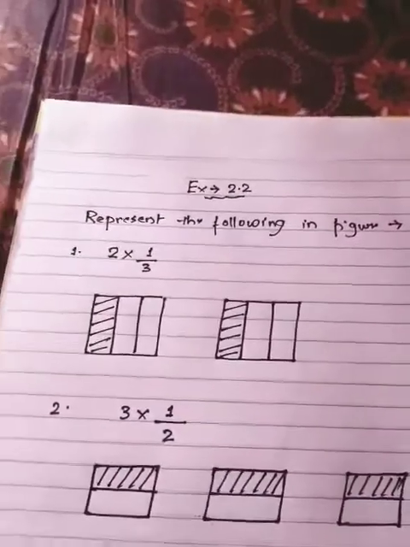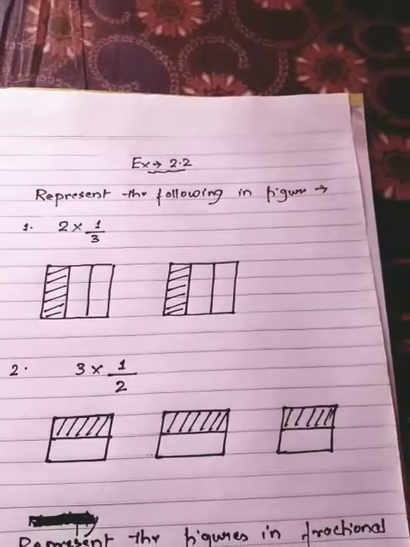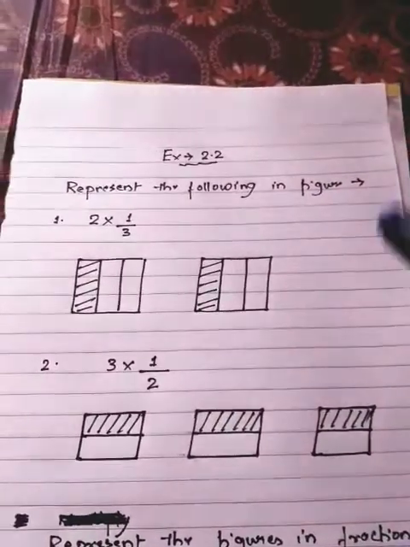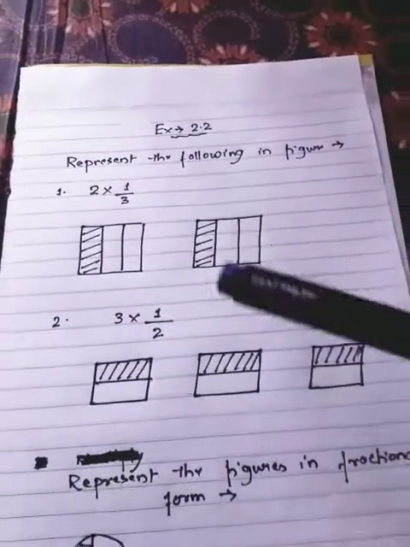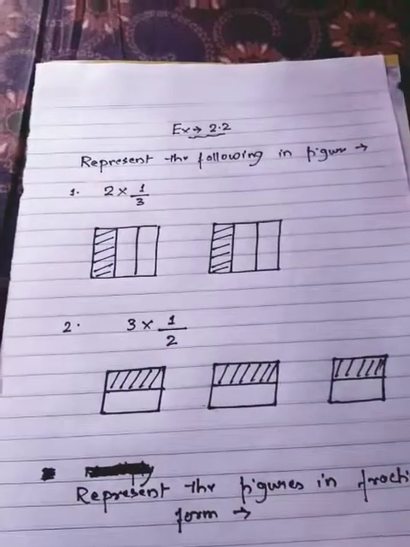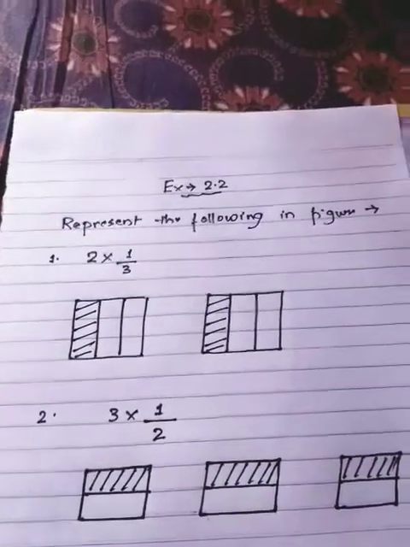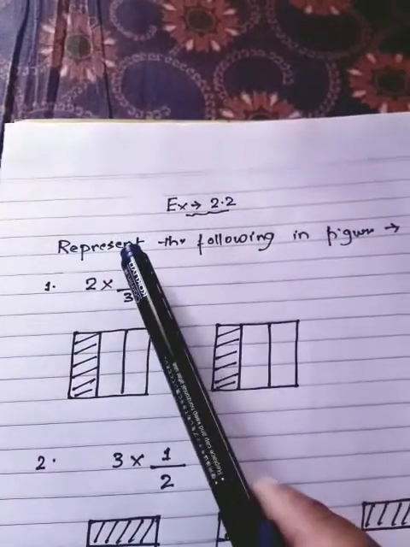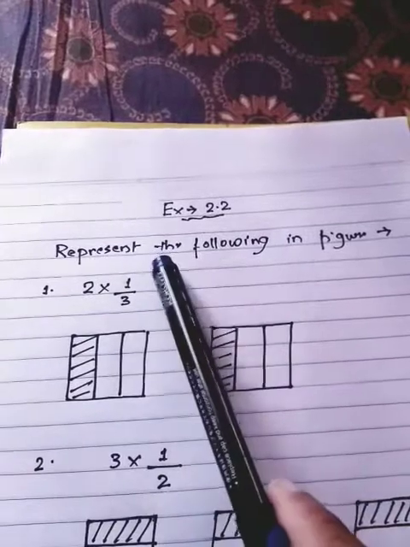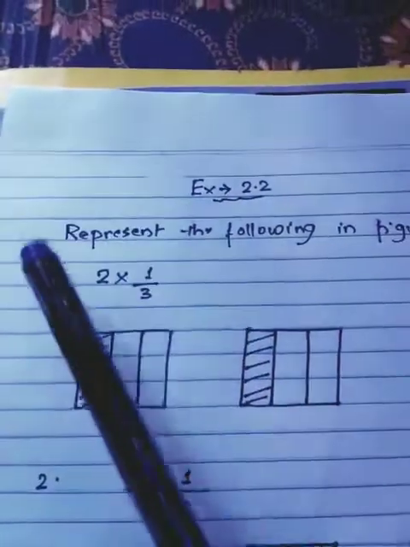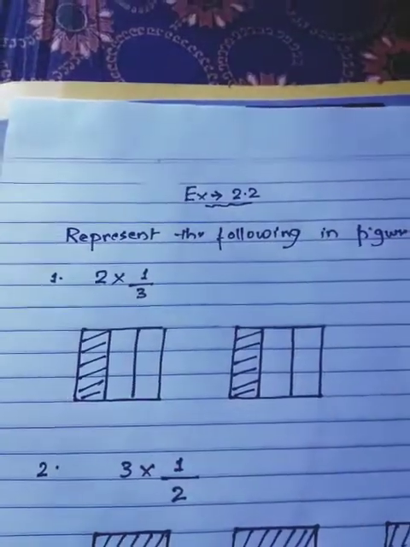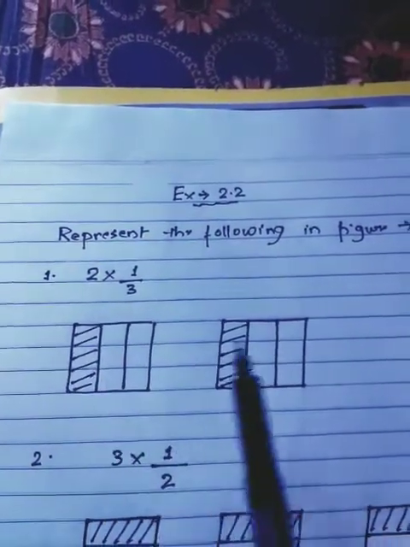Now in 2.2 there are some objective questions in question number 1 and 2. So I've just given some examples. I believe that once you understand these examples, you will be in a position to do question number 1 and 2. Okay. Now suppose I will represent the following in figures. See, suppose it is written like this. How will you represent this particular form in figures? So you have to understand this. Now what is the first number written? 2.